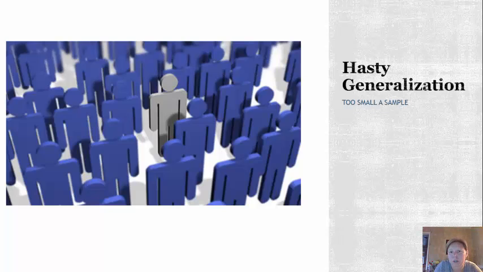This is the hasty generalization. It's simply too small of a sample. For example, you and your friend are eating lunch. You're both talking about your psychology courses. You're taking 2 different psychology courses. You both found them to be extremely difficult. A hasty generalization fallacy would be to then say all psychology courses are difficult.